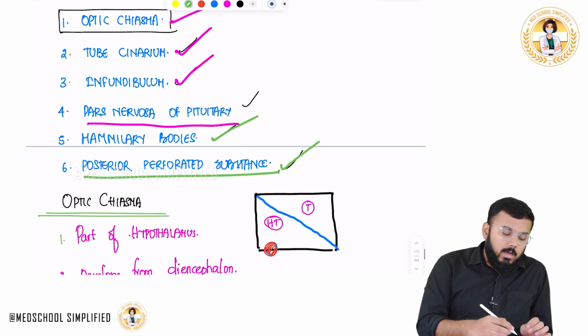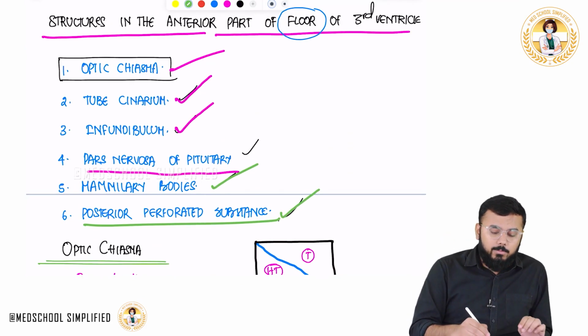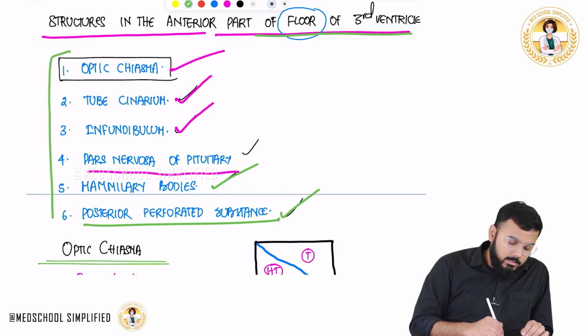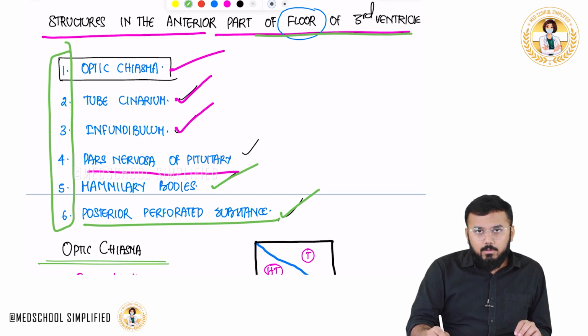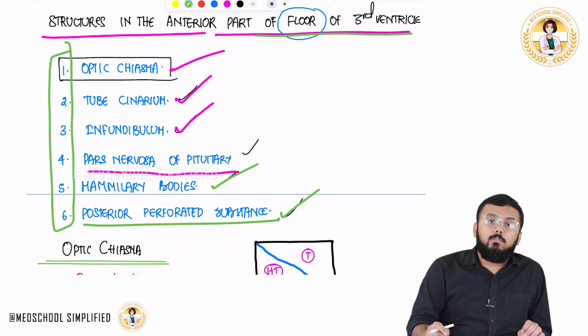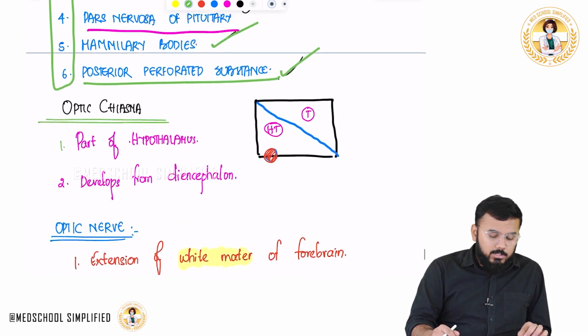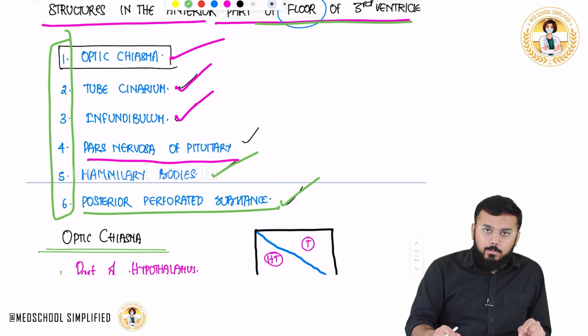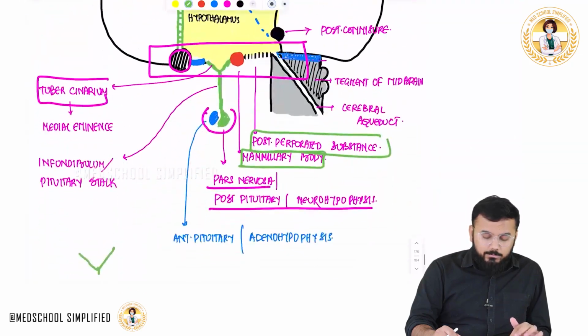So if someone asks you what structures form the anterior-inferior part of the floor of the third ventricle, all these are the structures forming the floor of the third ventricle. This is very important, you have to know. First we discussed the optic chiasma in much more detail, and after that these are the structures you can see over here.